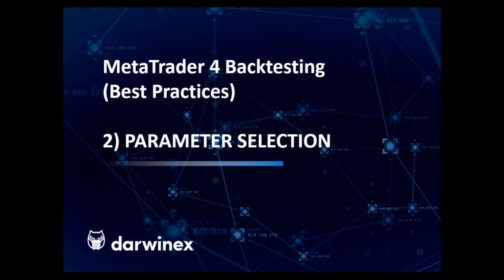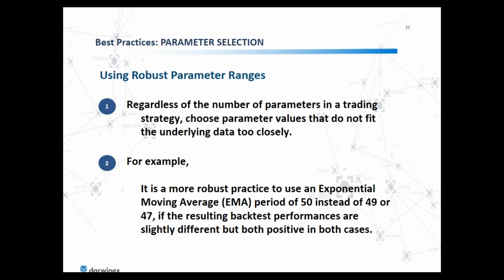Now we move on to the category of parameter selection, since we've talked a lot about data handling. And let's discuss robust parameter ranges to start with. So regardless of the number of parameters you have in your strategy, choosing parameter values that do not fit the underlying data too closely is a good practice. So for example, it's a more robust practice to use an EMA, an exponential moving average, period of say 50 instead of 49 or 47 or something very specific like that. Round numbers generally demonstrate robustness if the strategy holds up on those numbers.